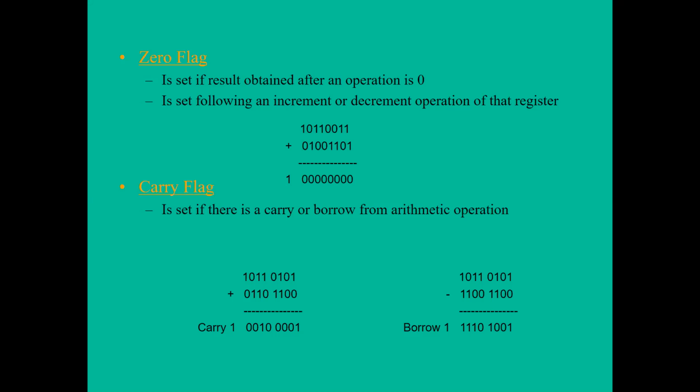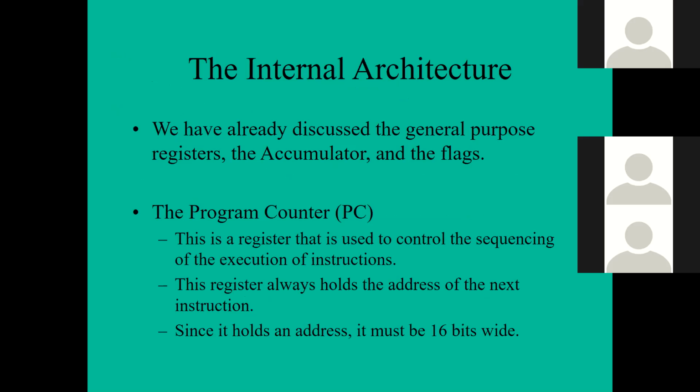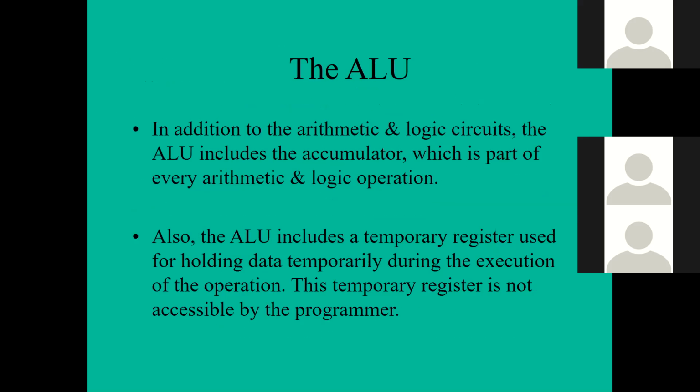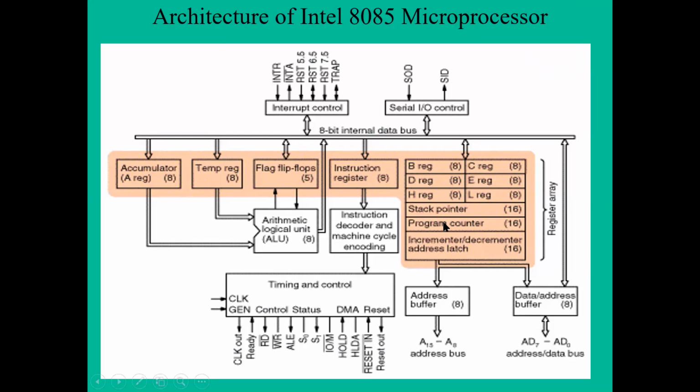so next is the program counter. Okay, it is so important, it is so special, because without this program counter register, no operation will be started, because everything will be started from this position.